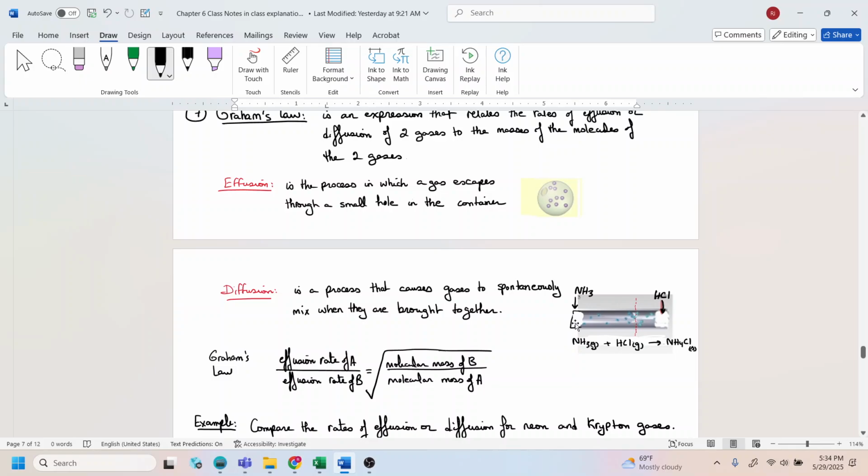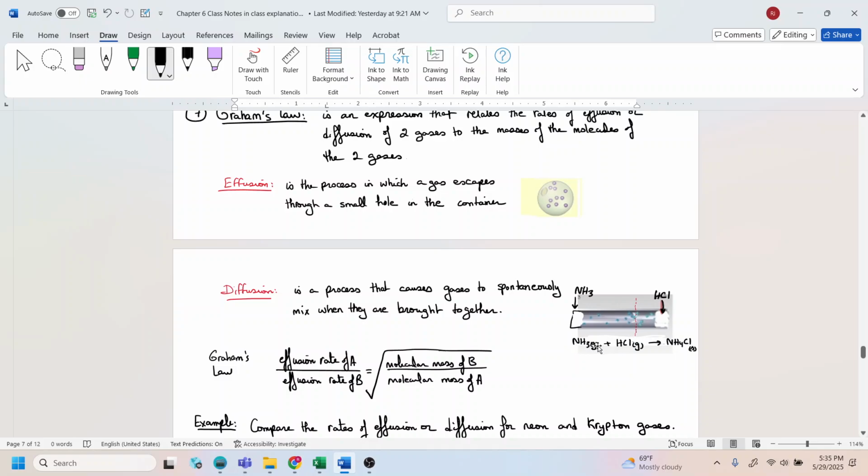Let's say, for example, you have a column, and at the end of the column you have HCl, hydrochloric acid, which results in HCl gas. And then you have ammonia on the other end of the column. Ammonia also results in an ammonia fume or gas. So the ammonia gas will simply diffuse, which means it's going to travel through the tube, and the HCl gas is going to travel through the tube, and they're going to meet at a certain point.